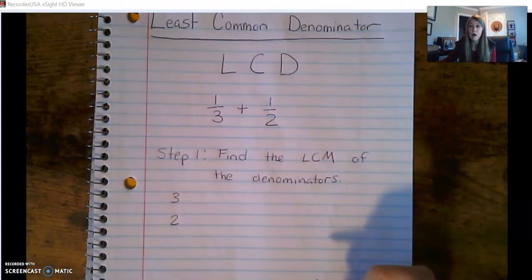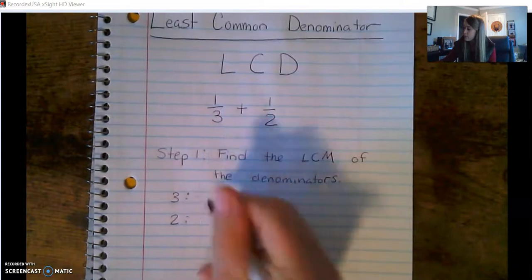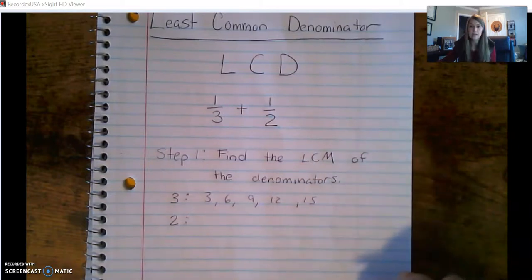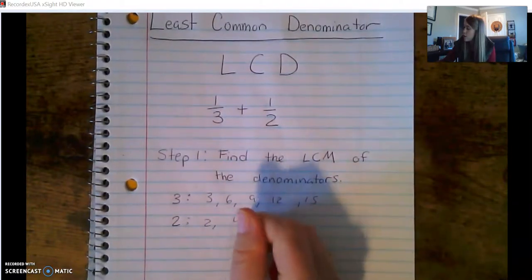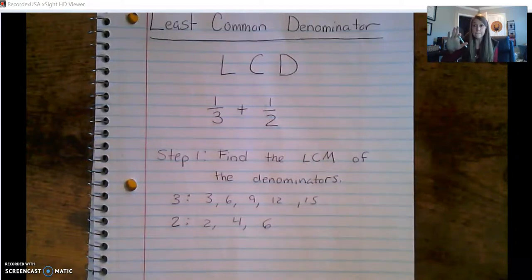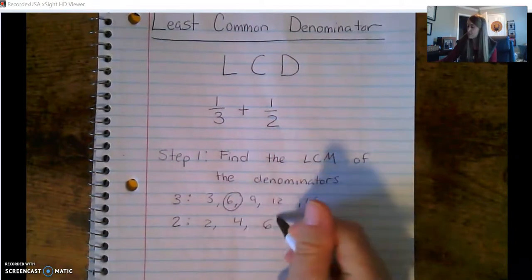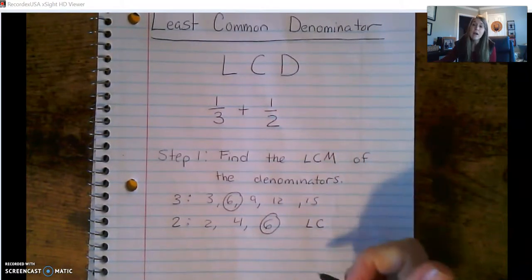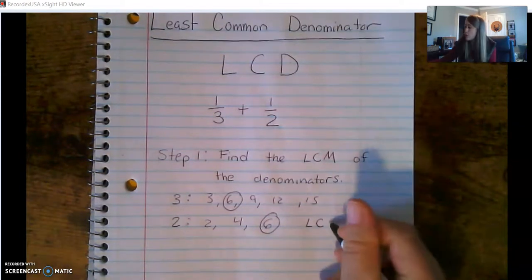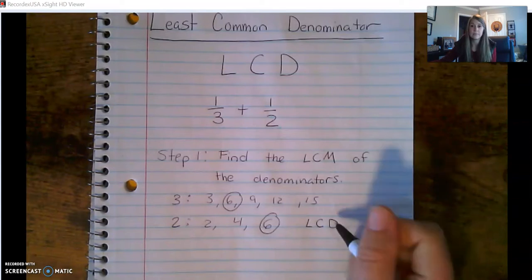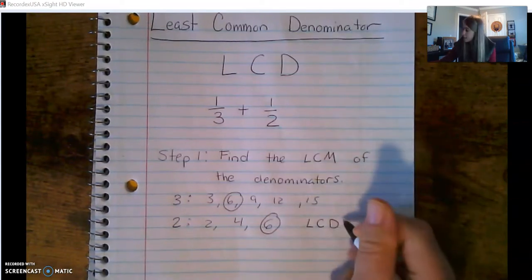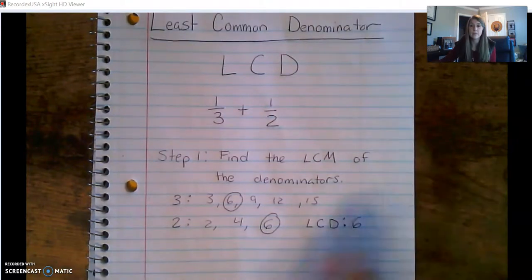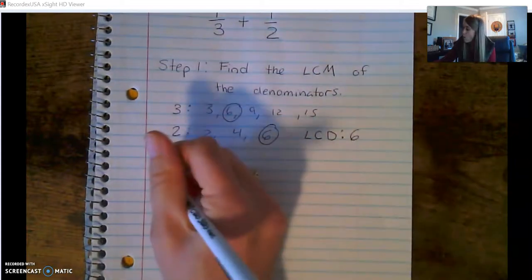Now let's find that common denominator. Here we go. 3, 6, 9, 12, 15. All right, let's count by 2s. 2, 4, 6. Stop. Look at that. My first common denominator is my LCM. Now, instead of calling it LCM, when we talk about fractions, we're going to start calling it LCD because it's going to become our denominator. So the LCD of 3 and 2 is 6. It's what they have in common. So that's step 1.